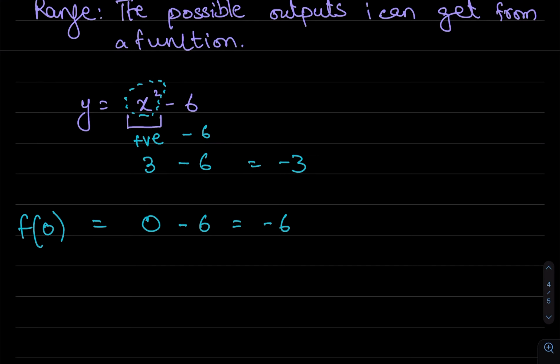I want you to realize here that you cannot get a number that's smaller than negative 6 here. And why is that? Because if you put in any value as x, it's going to be larger than 1 unless it's 0, right?